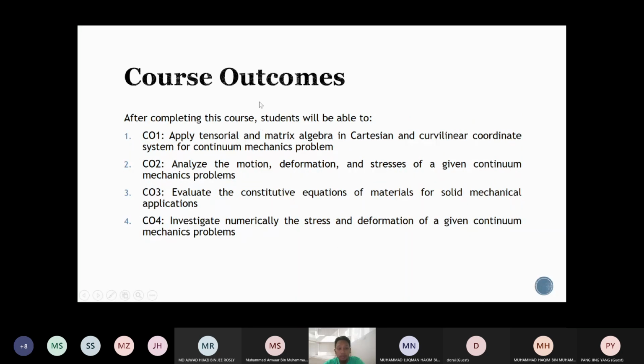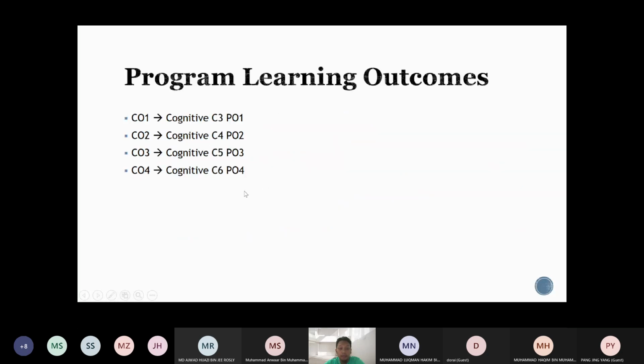So there are 4 course outcomes. The first one is you will be able to apply tensor and matrix algebra in Cartesian or curvilinear coordinates. Course outcome number 2, you will analyze the motion, deformation, and stresses of given continuum mechanics problems. Course outcome number 3, you will evaluate the constitutive equation of materials. And lastly, to investigate the stress and deformation of a material. Okay, so this is related to your program outcome.